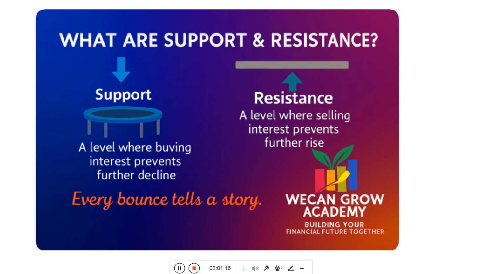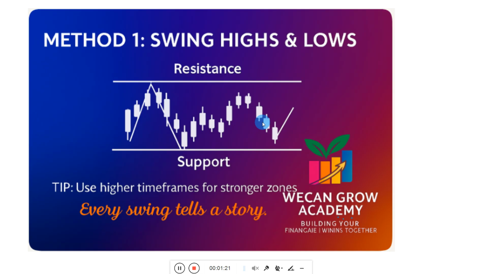we show you three methods to draw support and resistance. Method one is swing highs and lows. Our first method is simple but powerful. Identify recent swing highs and lows. These are natural turning points in price. Drawing a horizontal line at these levels gives us a clear view of where price has reacted before. Use a higher time frame for strong zones. They carry more weight.